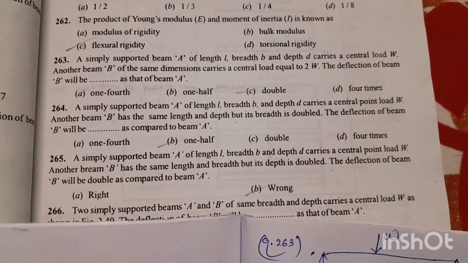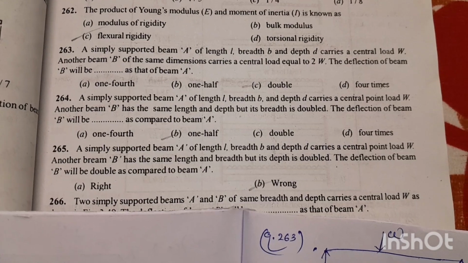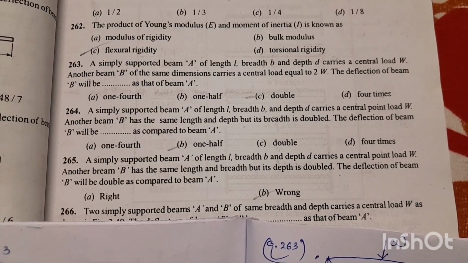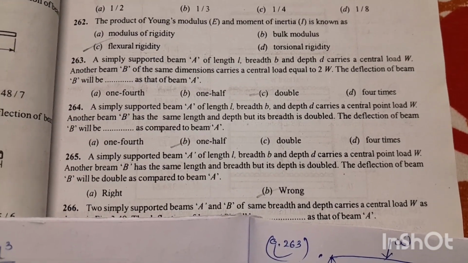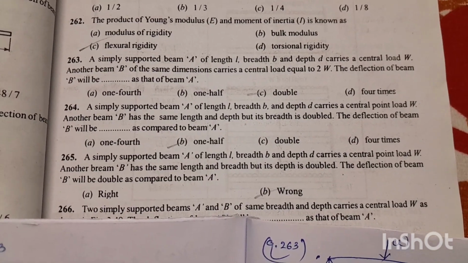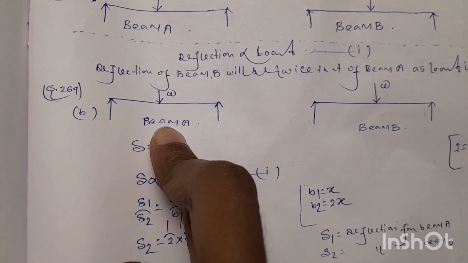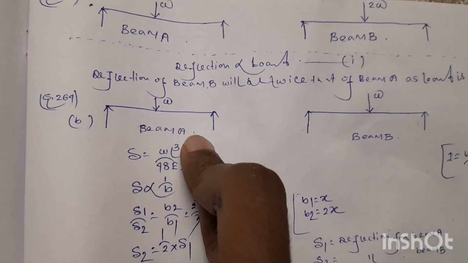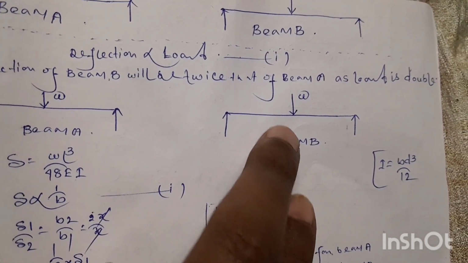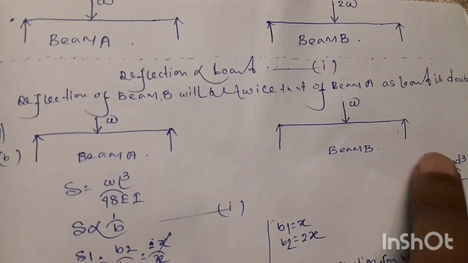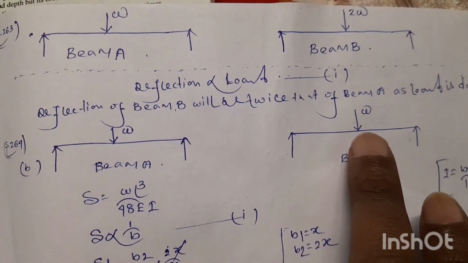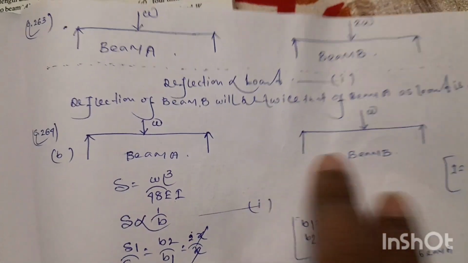Next question 264. A simply supported beam A of length L, breadth B and depth D carries a central point load W. Another beam B has the same length and depth but its breadth is doubled. The deflection of beam B will be how much as compared to beam A? In question 264, beam A is simply supported, subjected to a central point load W, and beam B is also simply supported, subject to a central point load W. But for beam B, the breadth is doubled, and length and depth are constant for both beams.